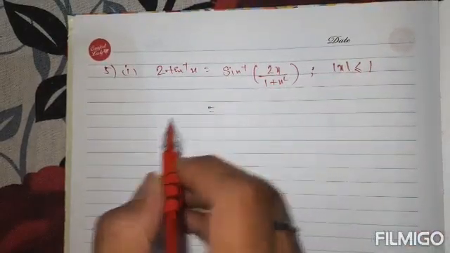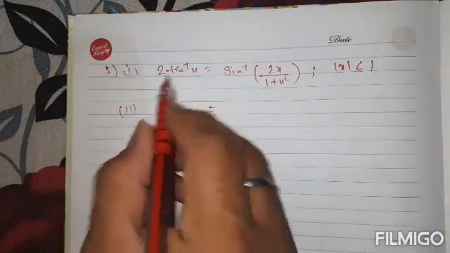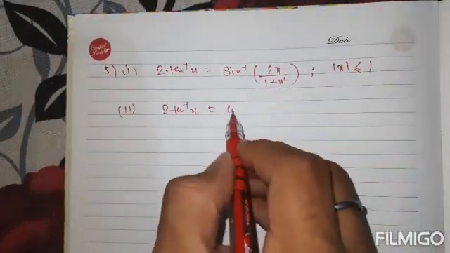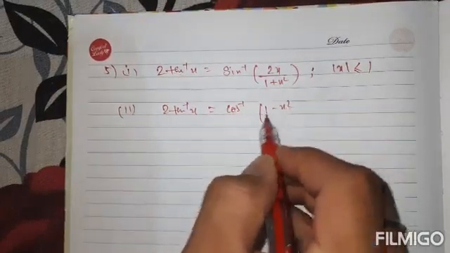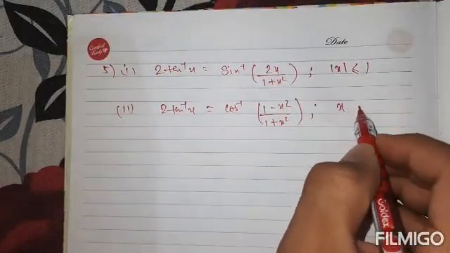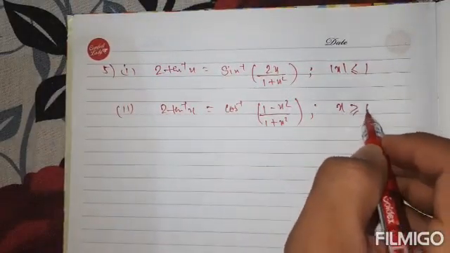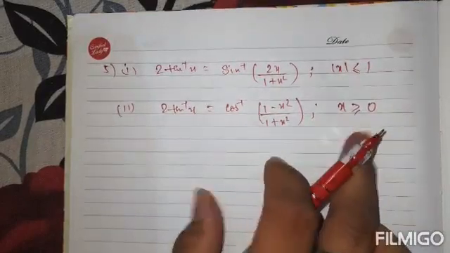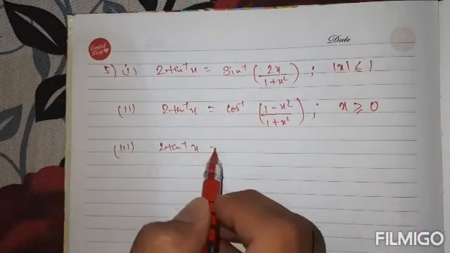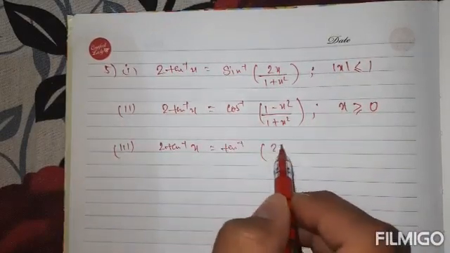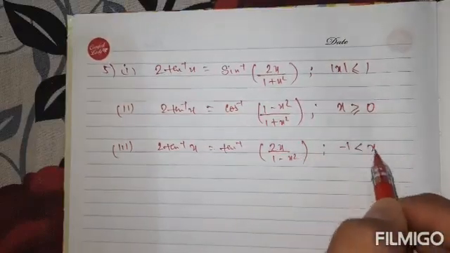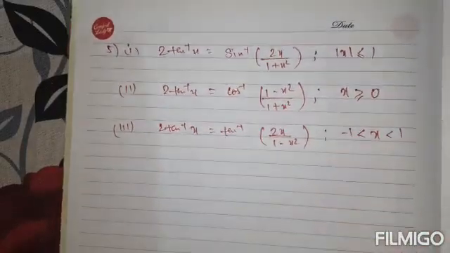It can also be written as cos inverse of 1 minus x square upon 1 plus x square. This is only applicable for x greater than or equal to 0. And the third one is 2 tan inverse x is equal to tan inverse 2x upon 1 minus x square, and this is applicable for x lying between minus 1 to 1.